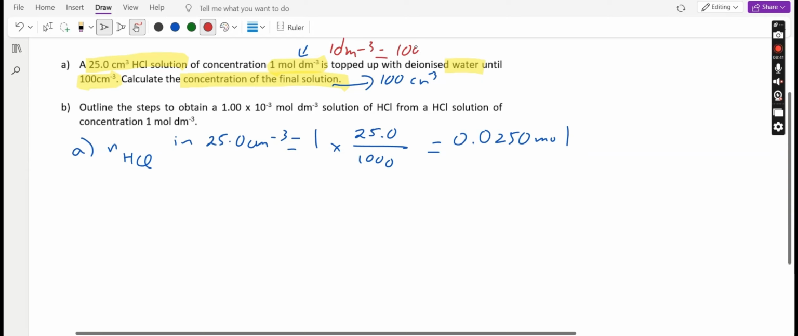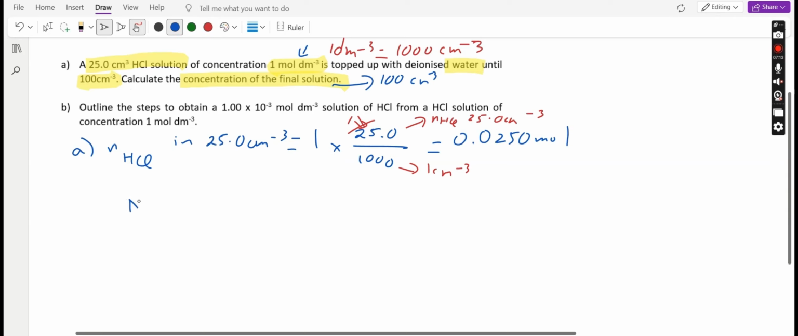equal to 1000 cm cube. So by dividing by 1000, you are finding how many moles of HCl are there in 1 cm cube. And then when you multiply by 1 times 25, you're finding how many moles are there in 25.0 cm cube.